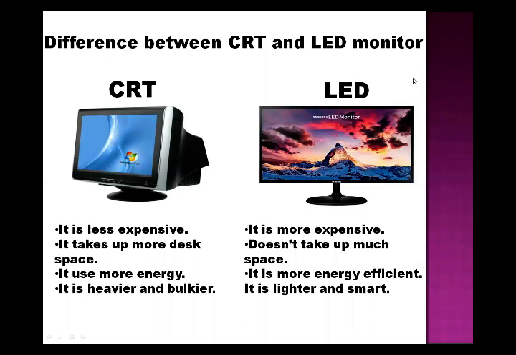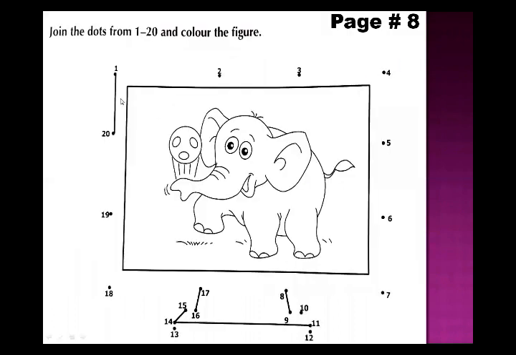Okay, the next one is the activity about monitor. What is the activity? This activity is in your book, on page number 8. What are you doing in this activity? Join the dots from 1 to 20 and color the figure. Firstly, you will join the dots, then you will color the figure.